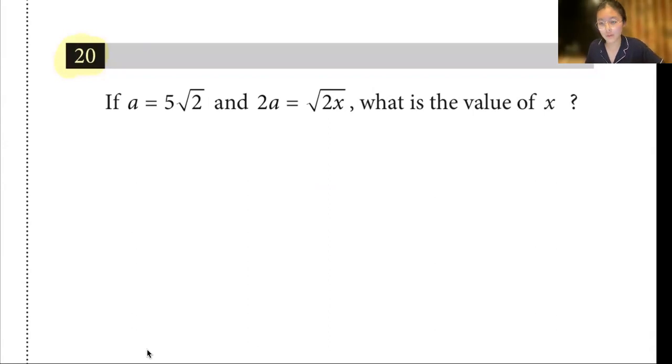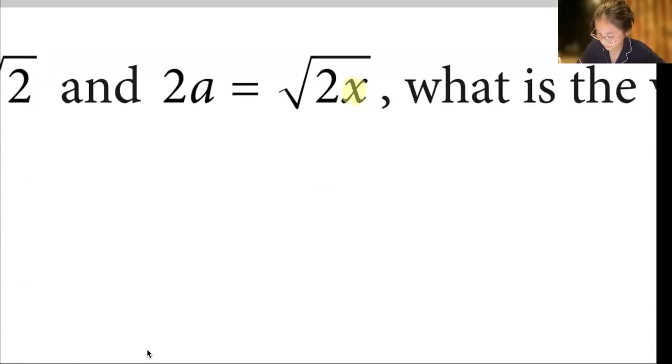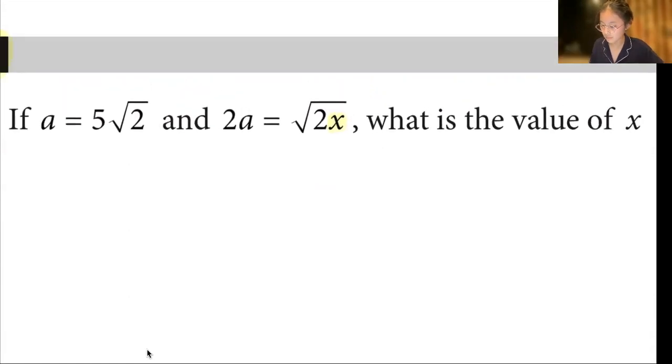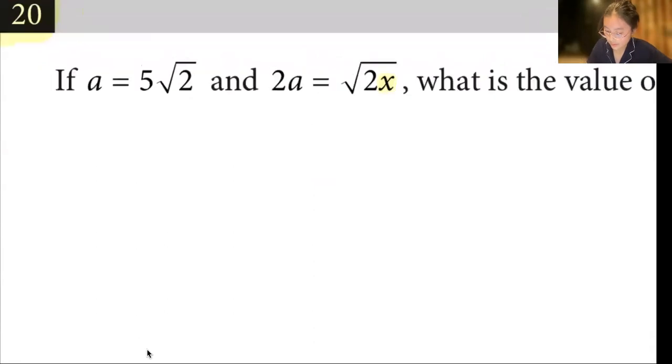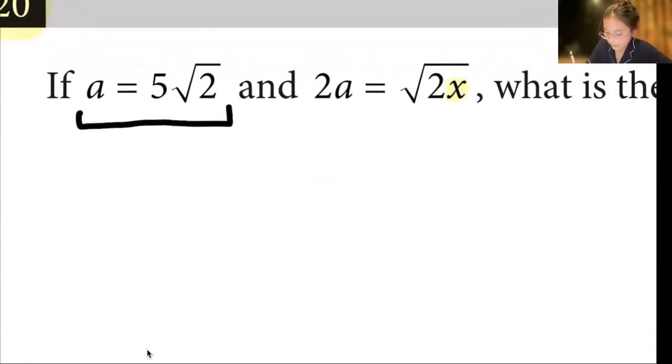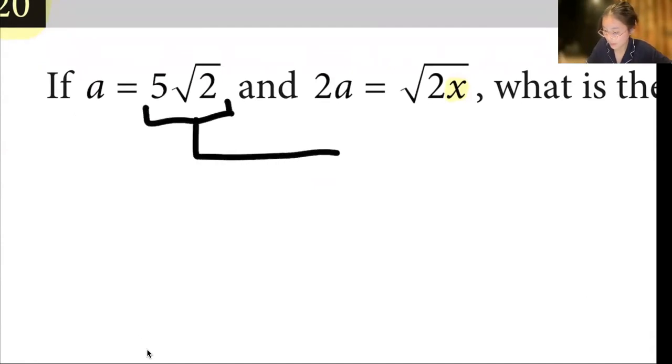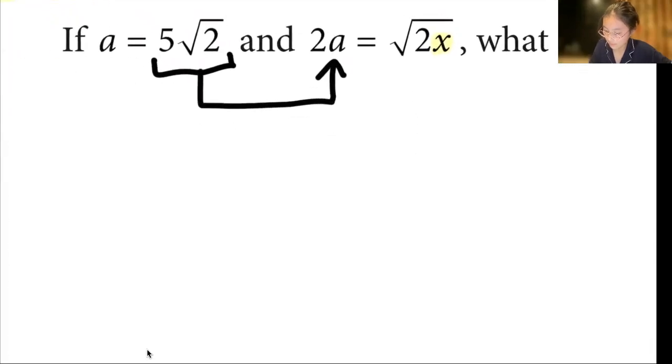What is the value of x? So we want to know x, which is this little x right here. Okay. And we are already given a, so this is all just plugging in. So since we know a, which is 5/2, we just plug this thing inside a.